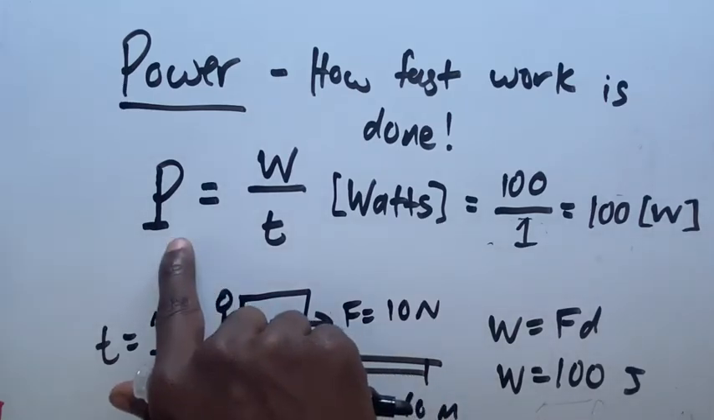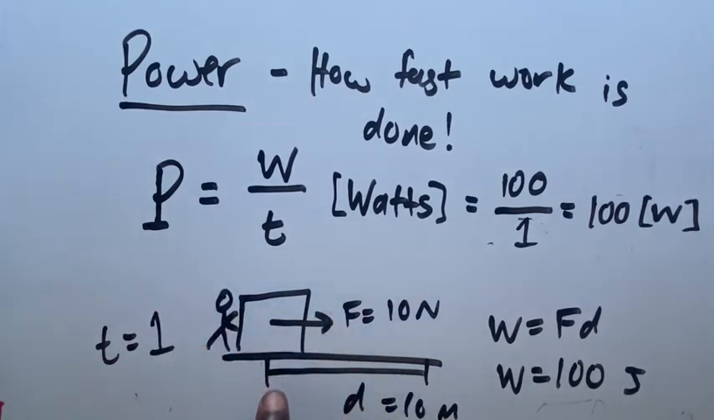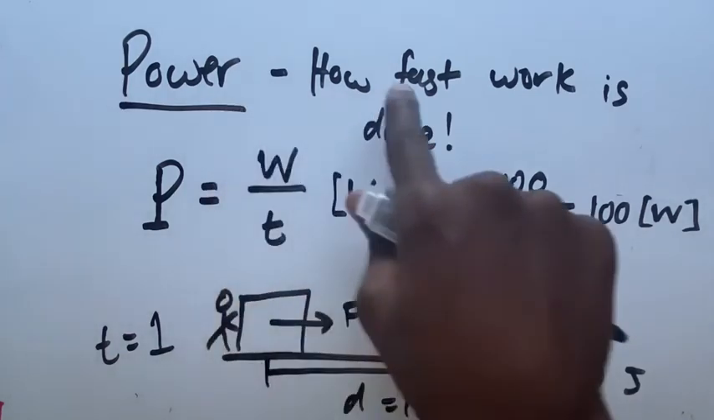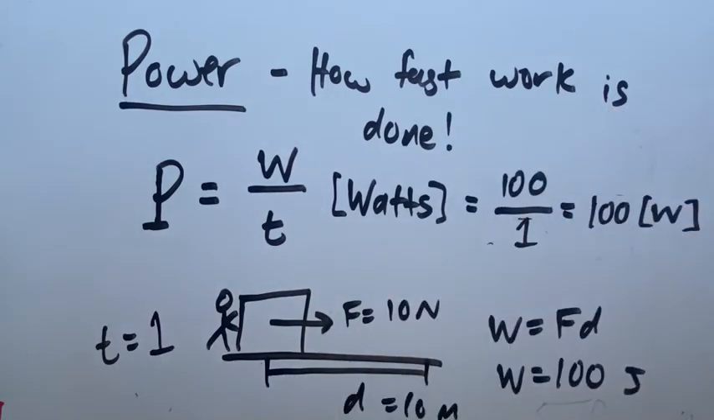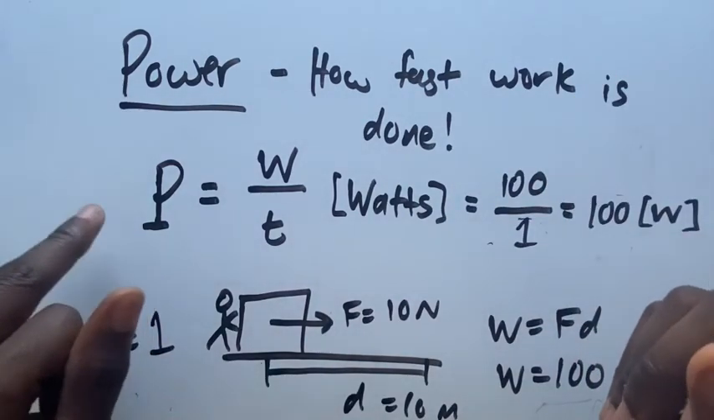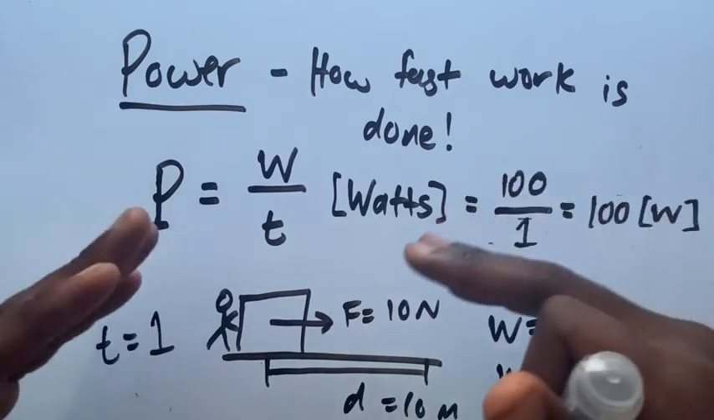So a lot more power is required to do things at a faster rate, right? Because power is basically how fast work is done. So the faster you do something, the more power required to do that task.